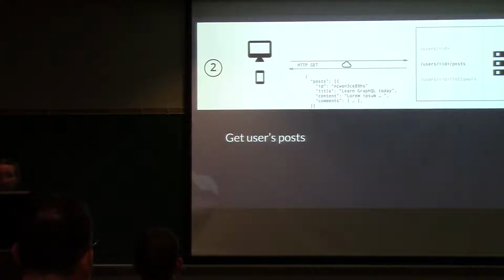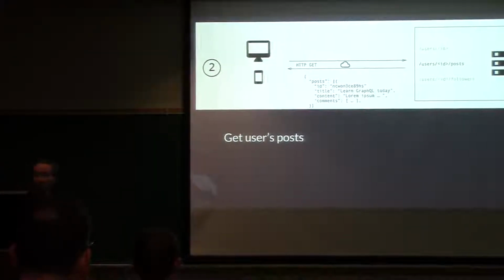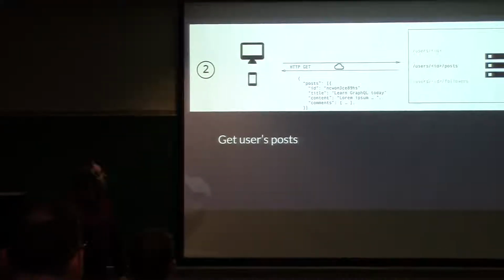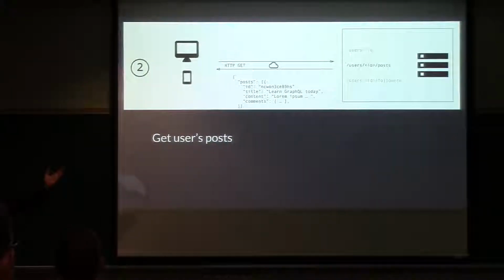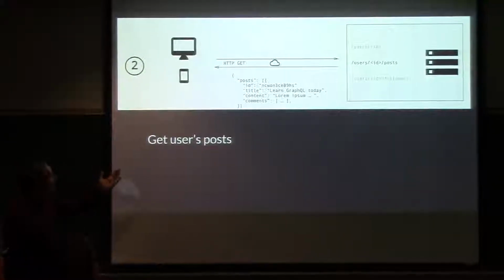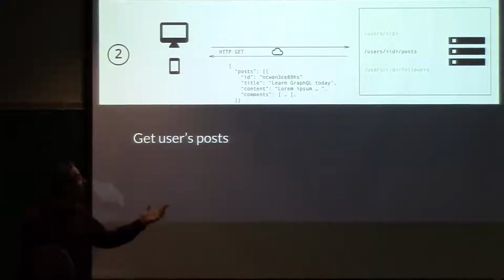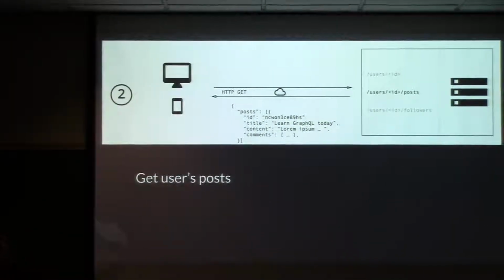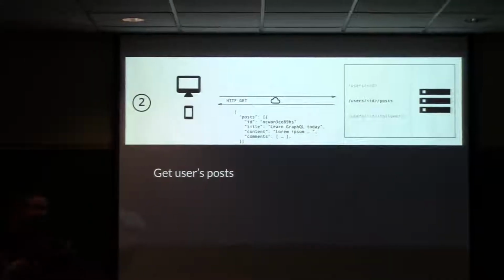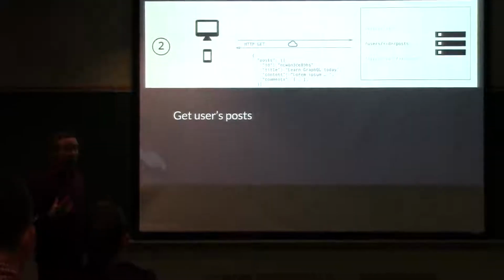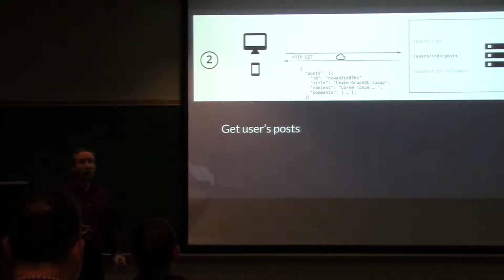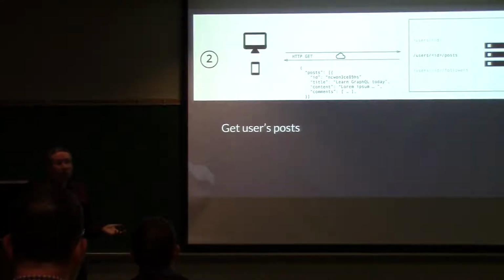So that's the second call. Here we get back an array of posts, and you see the first item of that array for the same user. And again, we don't really need comments here. All we need is the titles of those posts, but all the information that was added to the specific endpoint was returned here.